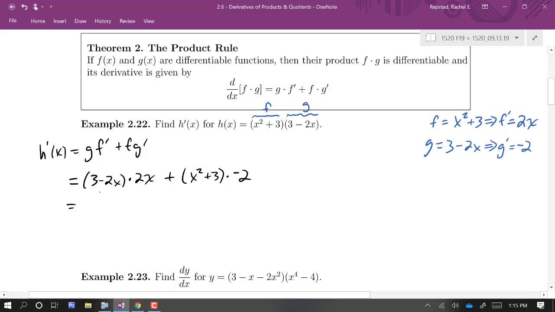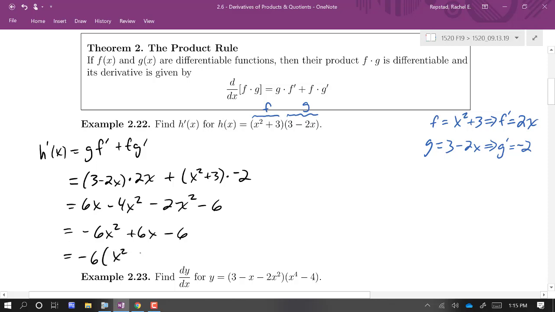So we're going to distribute that 2x, and then distribute the -2, and then combine like terms. You could leave it like that, or you could factor out maybe a -6. Some people like to do that. Either is fine.